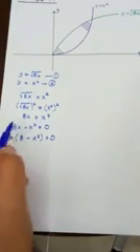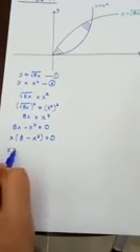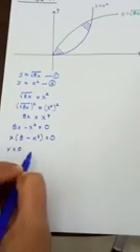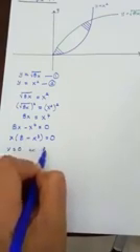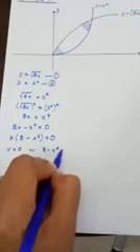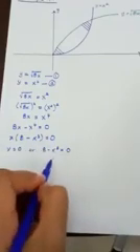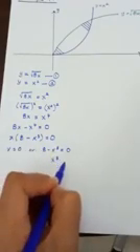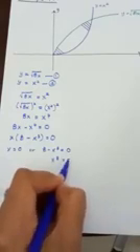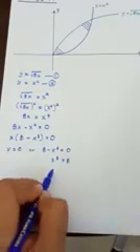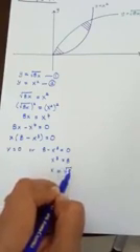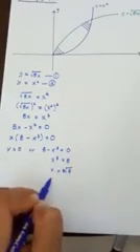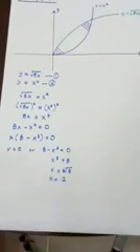Okay, so we have x is equal to 0, or we have 8 minus x cubed is equal to 0. So we have x cubed is equal to 8. Therefore, our x is equal to cube root of 8. So x is equal to 2.